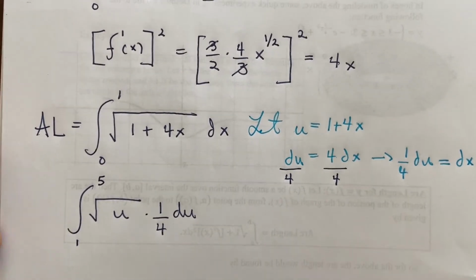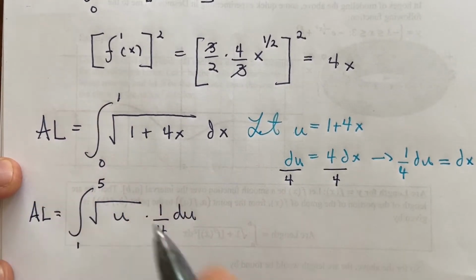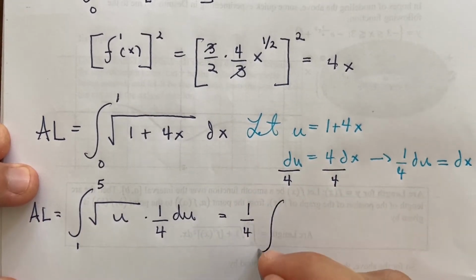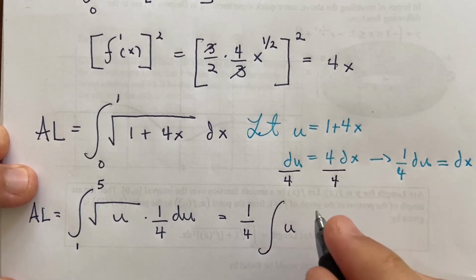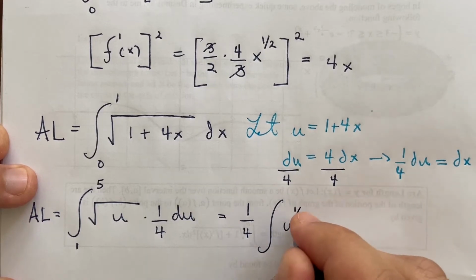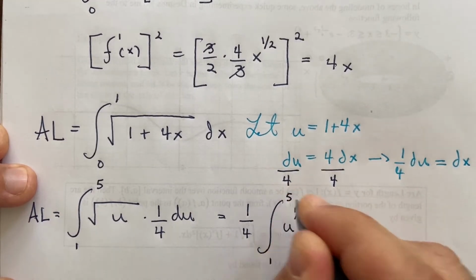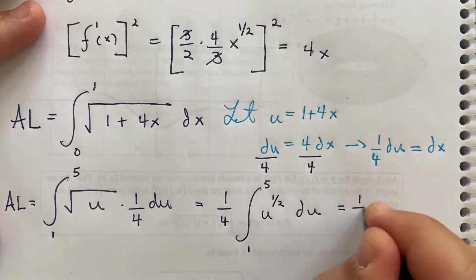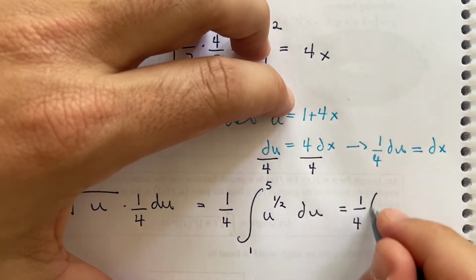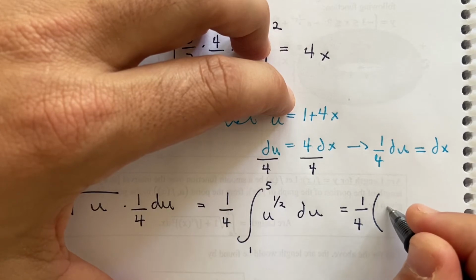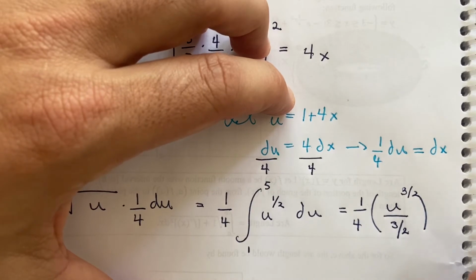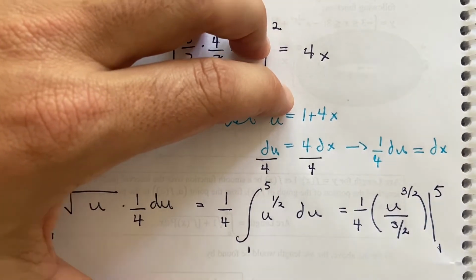So this would be my new integral that represents the arc length. So I can bring out that 1/4. I'll think of the square root of u as u to the 1/2, going from 1 to 5 du. Now actually finding the antiderivative, so we'll have 1/4, and then u to the 3/2 divided by 3/2, and then evaluating from 1 to 5.